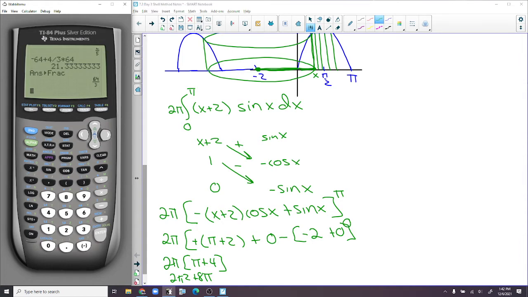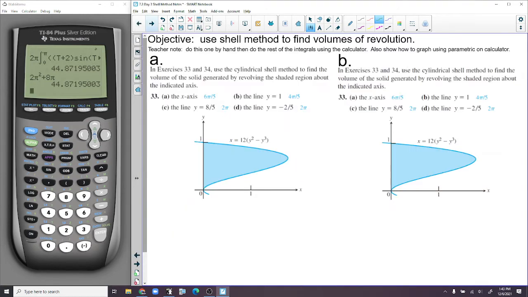Ooh, I am curious. 2 pi, let's do this very quickly. Math number 9, 0 to pi of x plus 2 sine of x. Oh, I'm in parametric, so that's why you see t's. 2 pi squared plus 8 pi. Bam. Got it. Now, as long as the setup's correct, which I'm pretty sure it is too, we're good.